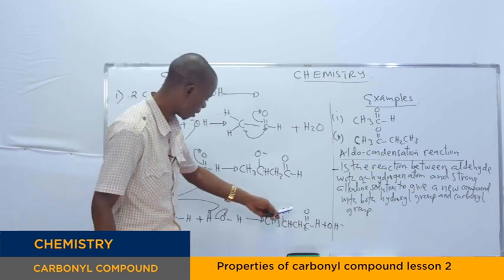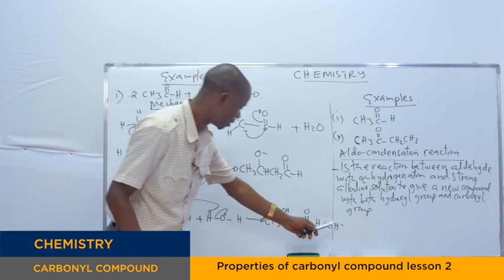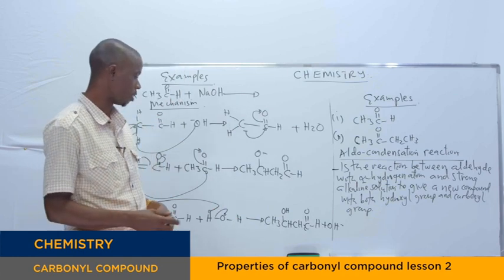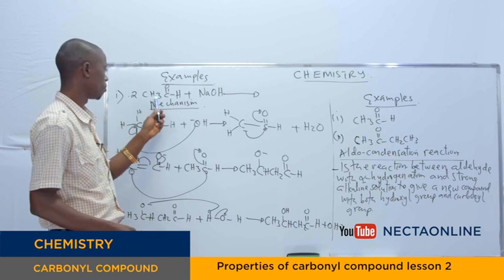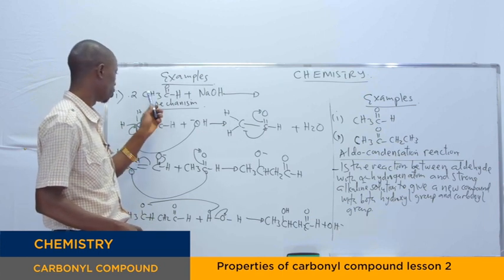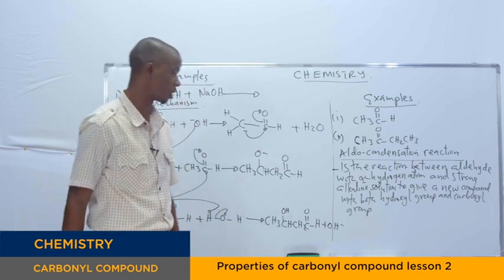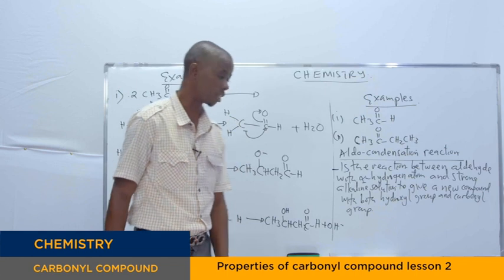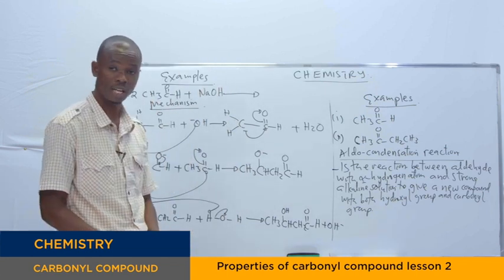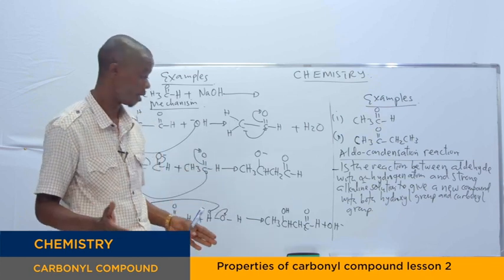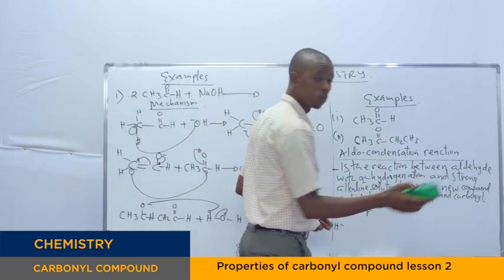It contains a hydroxyl group and a carbonyl group in the same compound. This is a reversible reaction. When these compounds are heated, you are going to get back these products, the reactant which was used to give them. So this is a very simple illustration to explain the aldol condensation reaction: aldehydes with alpha hydrogen atoms, how they react with sodium hydroxide, and how the reaction is initiated. So having looked at this one, we can go to the other one. Let us look at ketone.